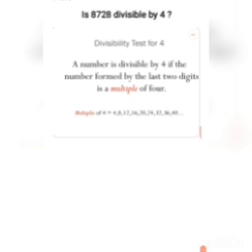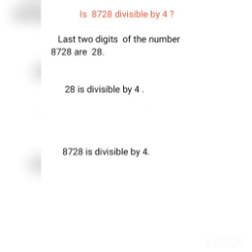It says a number is divisible by 4 if the number formed by the last two digits is a multiple of 4. So I need to look at the last two digits of the number, which are 2 and 8. In this case, 2 and 8 together make 28. If 28 is divisible by 4, then the number will be divisible by 4.